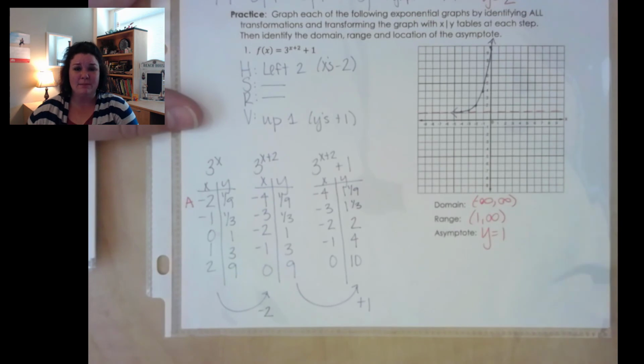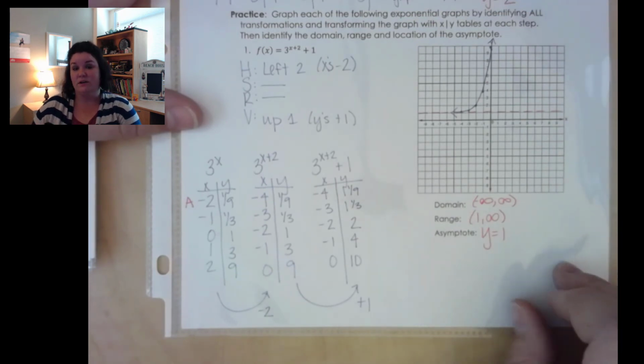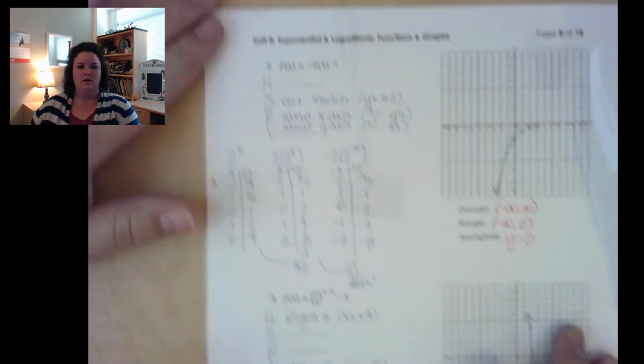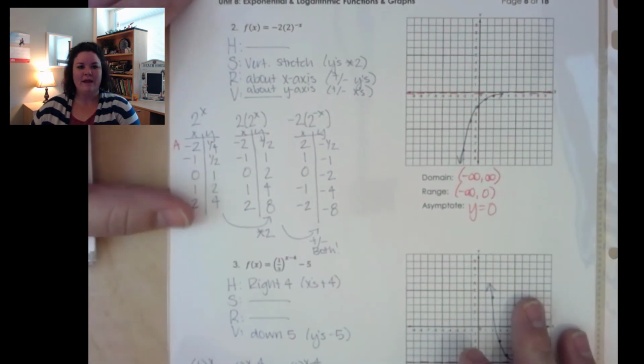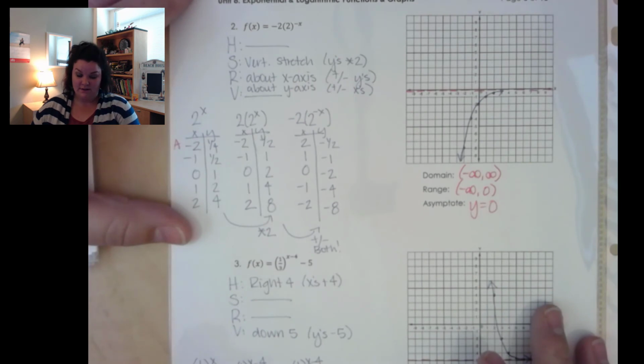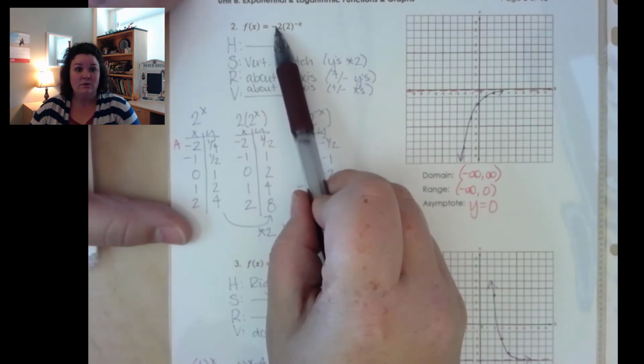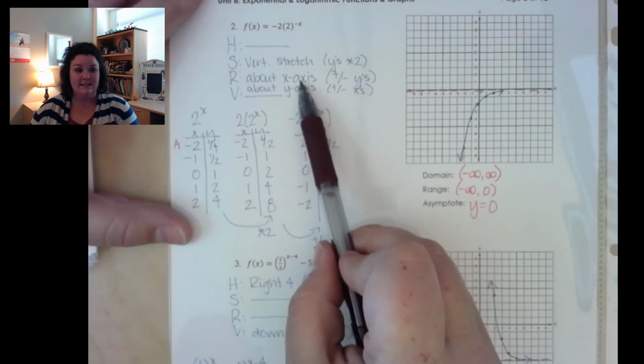If you need to spend some more time on this, feel free to pause it. Otherwise, we're going to go ahead and move on to the second and third problems. So number 2, we have 3 transformations. We have the negative on the front, which is negating the y's, which is a reflection about the x-axis.